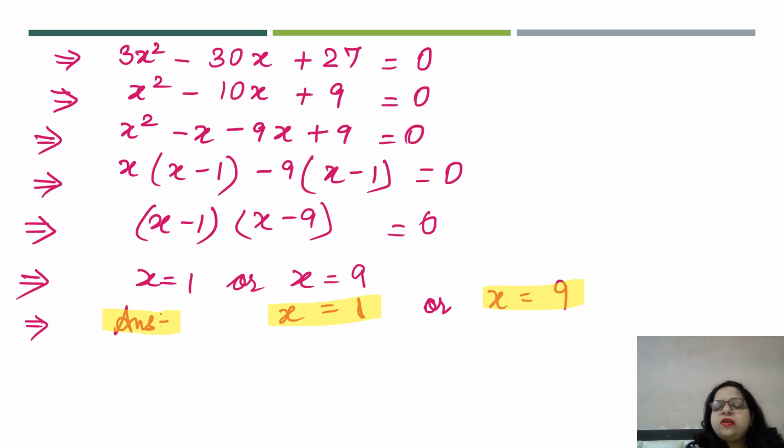Therefore, x is equal to 1 or x is equal to 9. Therefore, the answer is x is equal to 1 or x is equal to 9. Okay.